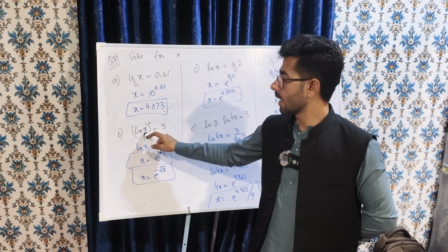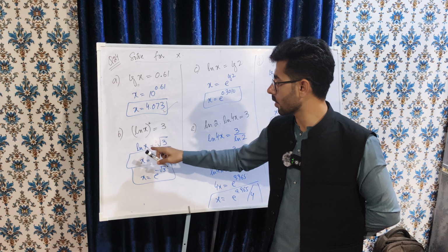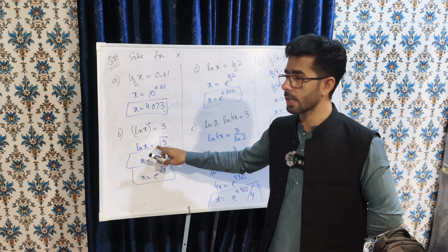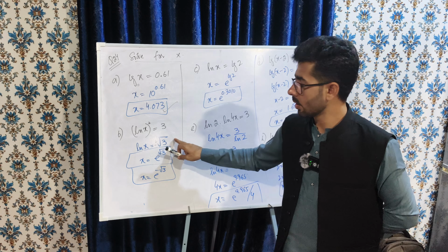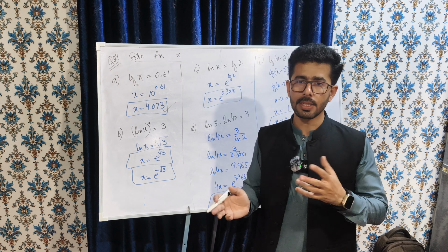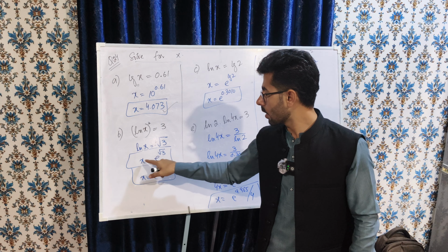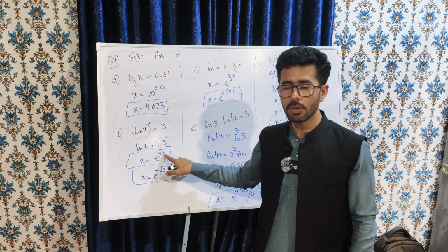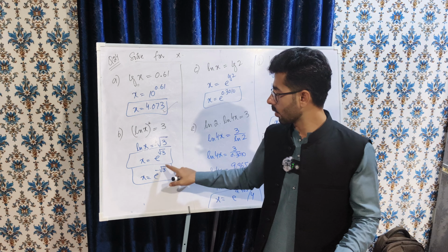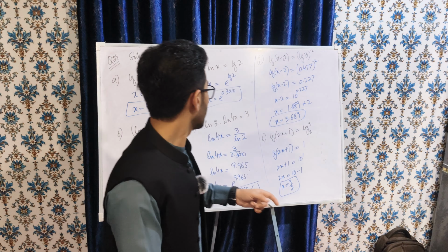Second part says (ln x) whole squared equals 3. We take the square root so that we get the simplified value of ln x. Ln x becomes positive or negative square root of 3. So if I need the value of x, I need to cancel ln. If I cancel ln, I take e base on both sides. So x will be equal to e power square root of 3, or x will be equal to e power negative square root of 3. You can simplify both of these values, or otherwise you can leave your answer here.